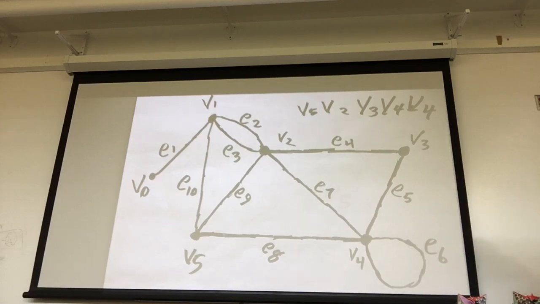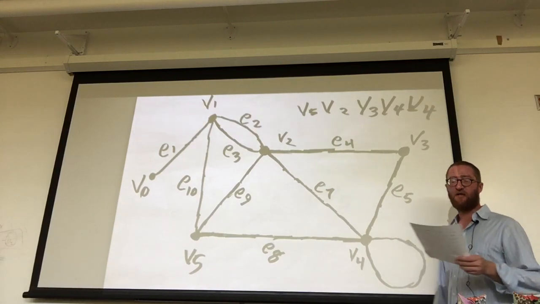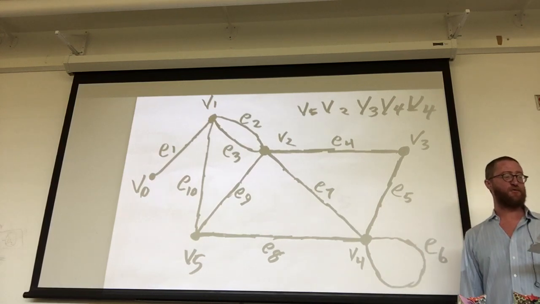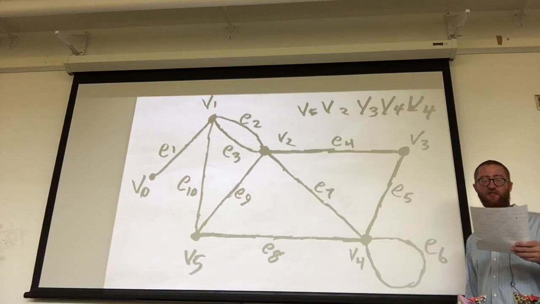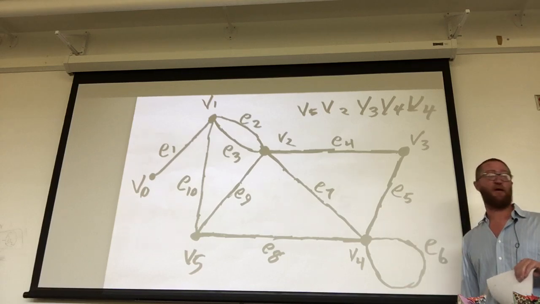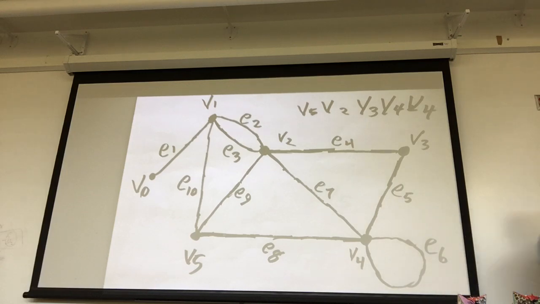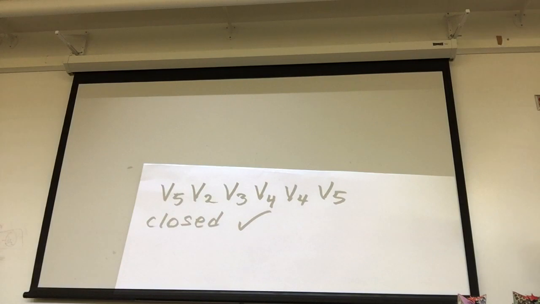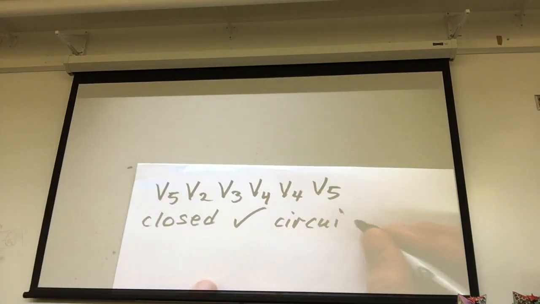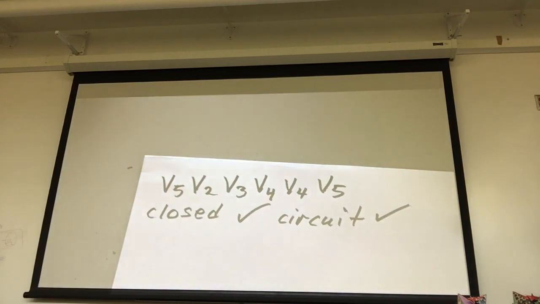If we look at our definitions, a closed walk is a walk that starts and ends at the same vertex. We already determined it was closed. A circuit is a closed walk that contains at least one edge and does not contain any repeated edges. So since this does not contain any repeated edges, it is a circuit.